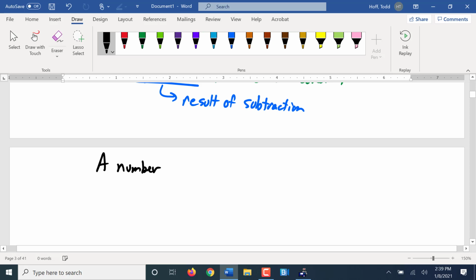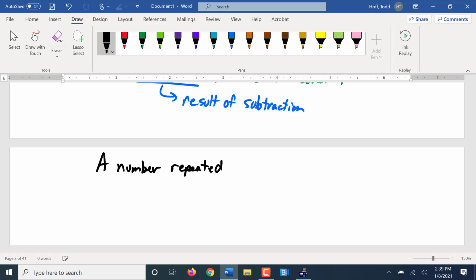Let's say I give you a number repeated 5 times. I tell you to use y as the number. How would you write that? 5y is one way to write it out.